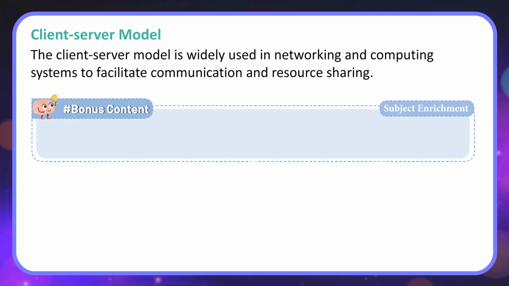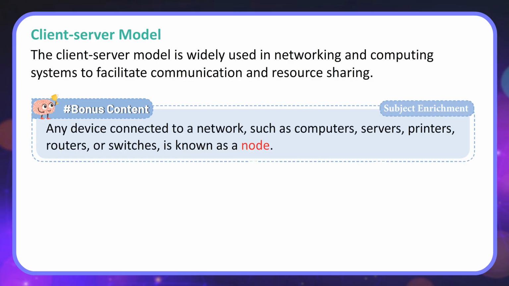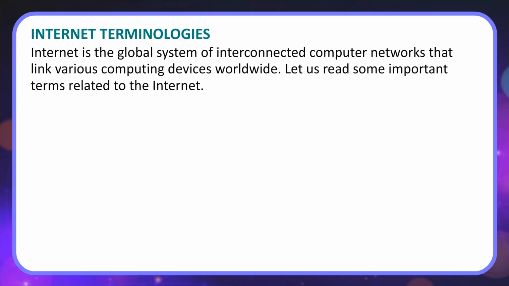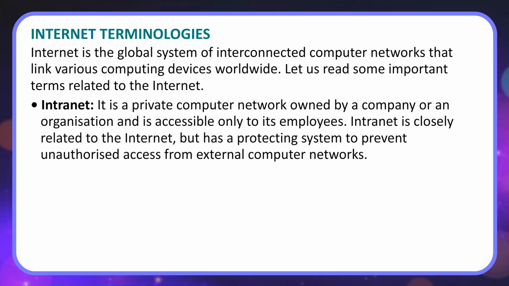Bonus content, subject enrichment. Any device connected to a network, such as computers, servers, printers, routers, or switches, is known as a node. Internet terminologies. Internet is the global system of interconnected computer networks that link various computing devices worldwide. Let us read some important terms related to the Internet.